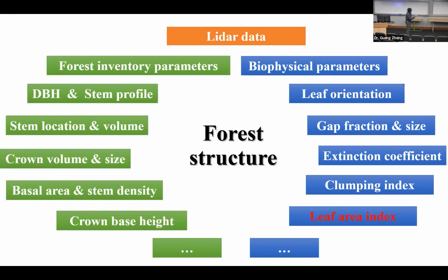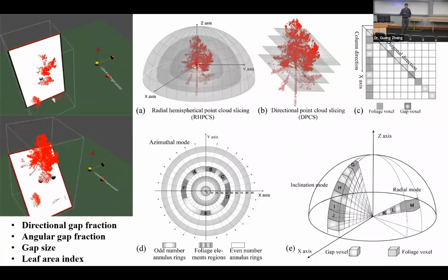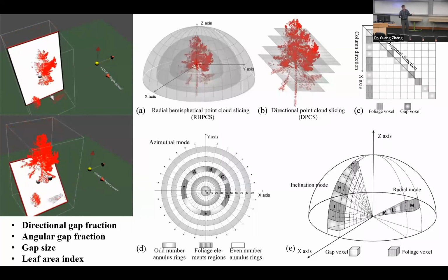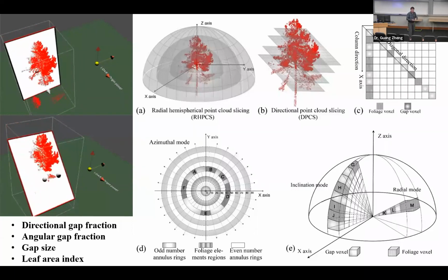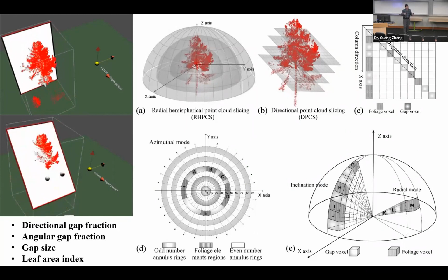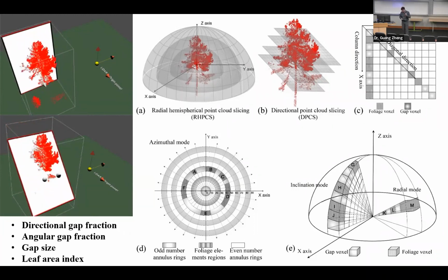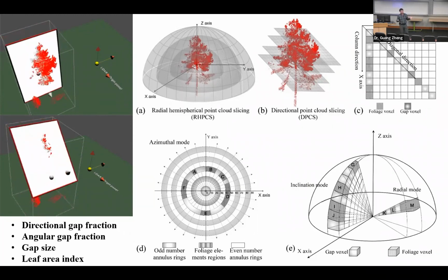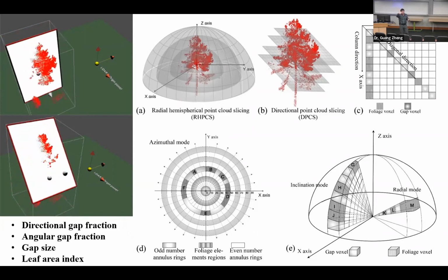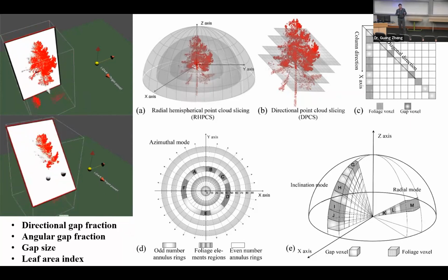All right, and this slide is talking about point cloud slicing. Basically, once you have millions of points, what are you going to do? You can use point cloud slicing. You can slice the points in horizontal ways, vertical ways, directional ways, or even radial hemispherical slicing. What you can get is how many gaps there are in the forest canopy and how large the gaps are, because that size determines how much light can penetrate through the canopy, right? And based on that information, we can estimate the leaf area index, how many leaves you have.